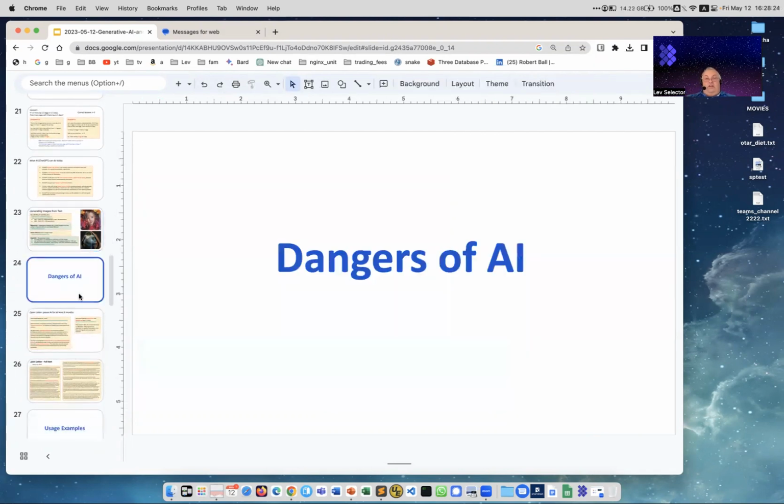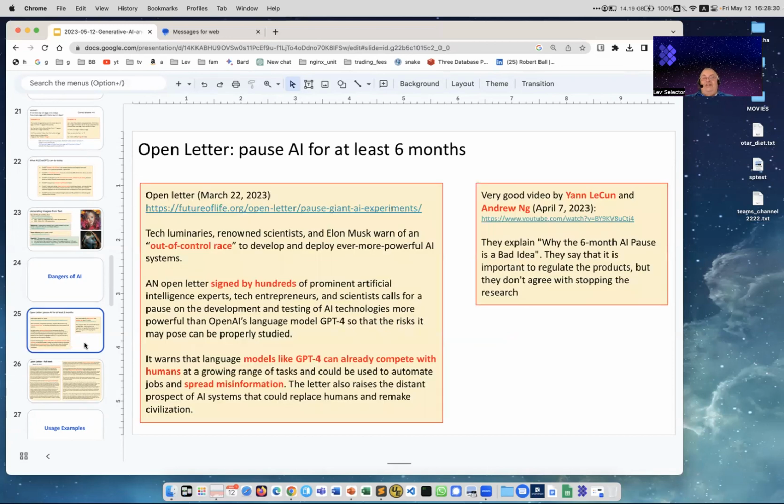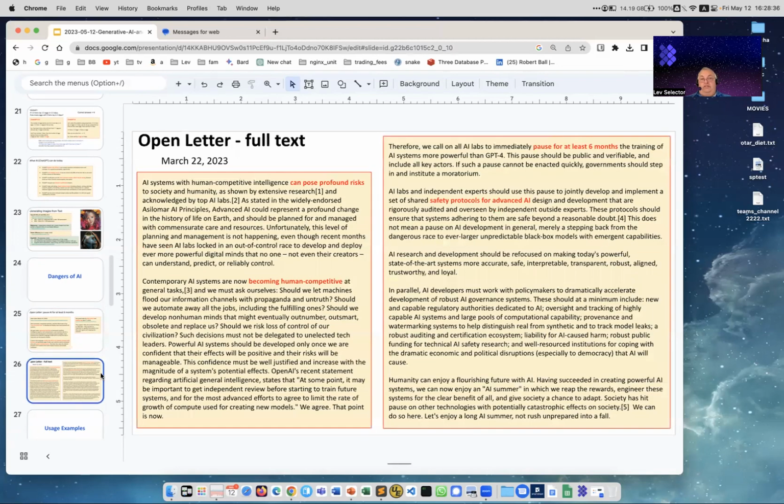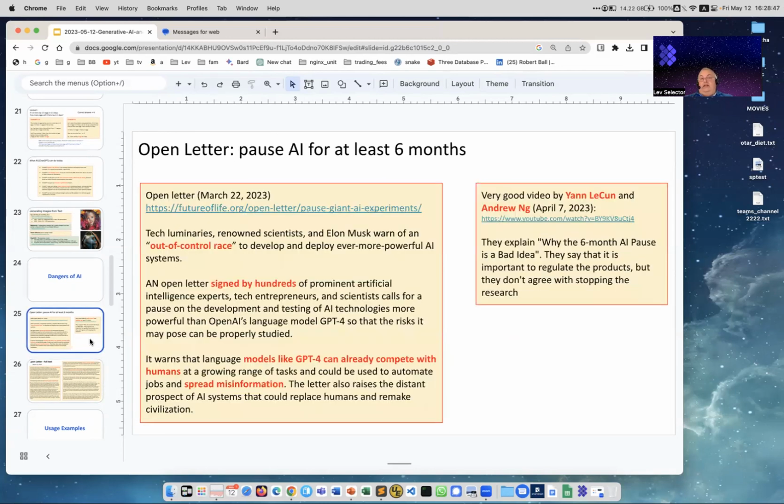Quite amazing. So are there dangers of AI? Like, is Terminator possible? Well, in March, a whole bunch of very famous people wrote an open letter, and on the next slide, I provide the text. So they're warning about potential dangers, and they want to slow down.